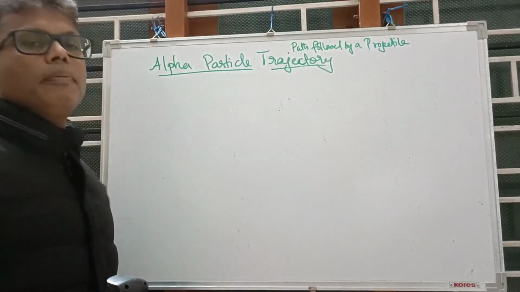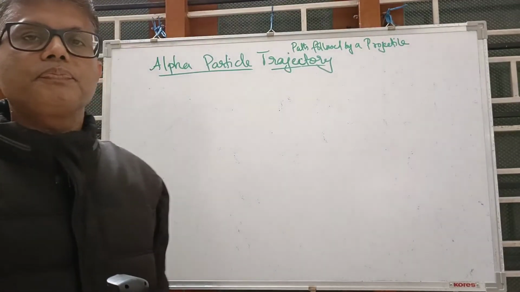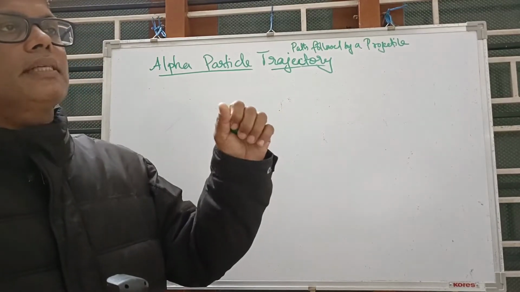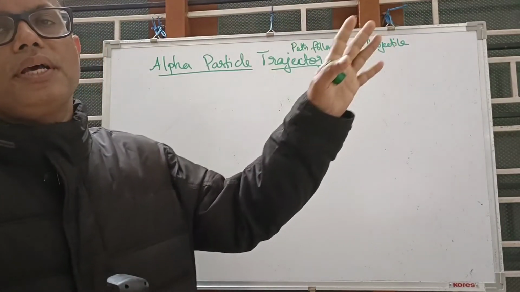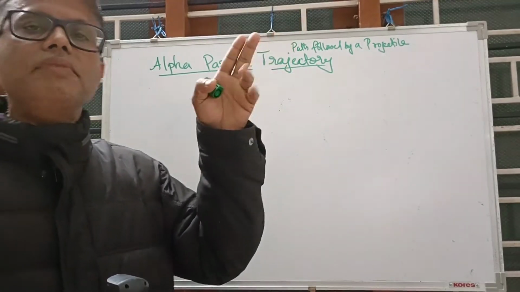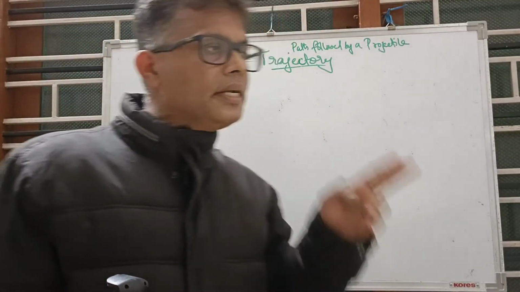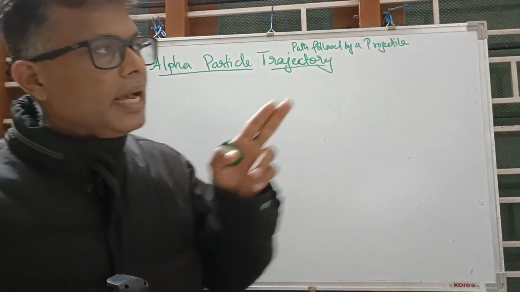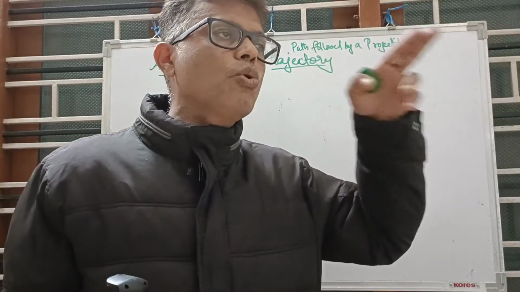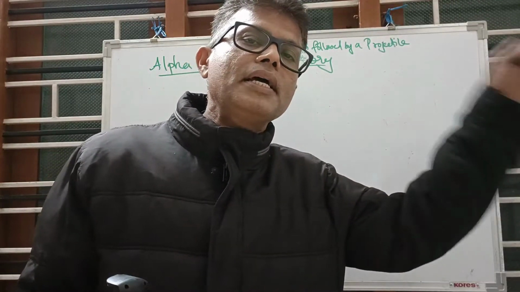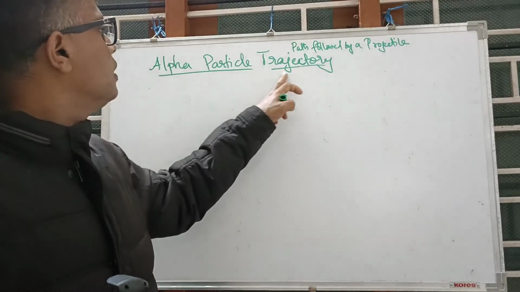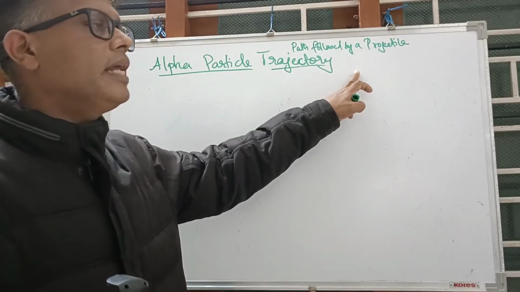What do you mean by a projectile? For example, somebody is throwing a stone, or somebody is shooting. That means a thing started with kinetic energy, it is moving on its kinetic energy, and it is going to rest somewhere. It is called a projectile. In the same way, we will explain the alpha particle trajectory.